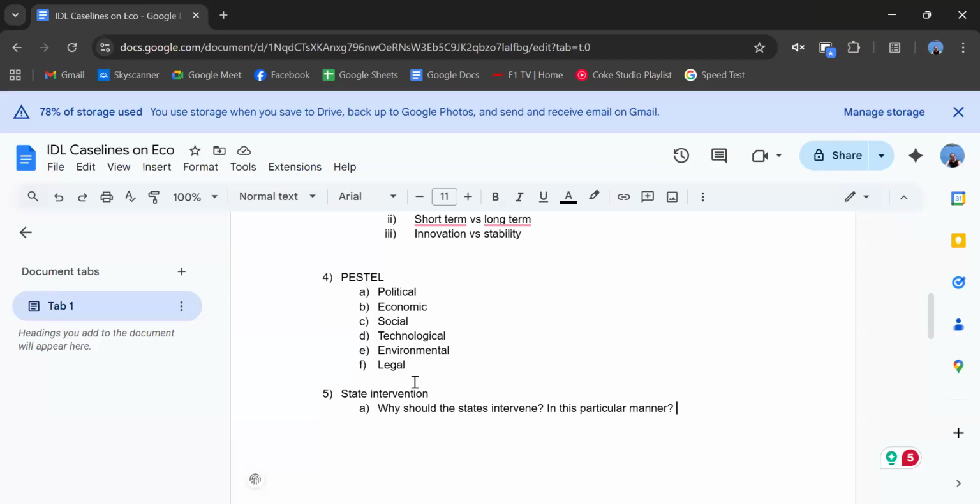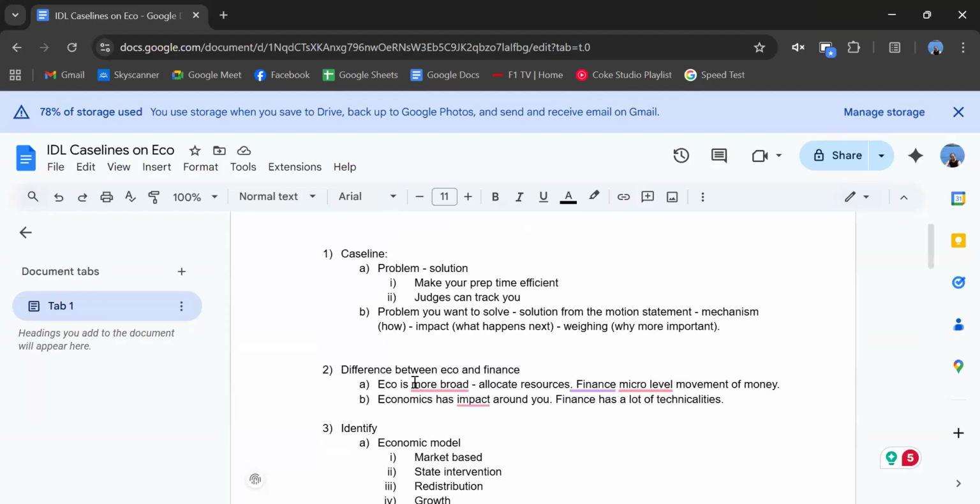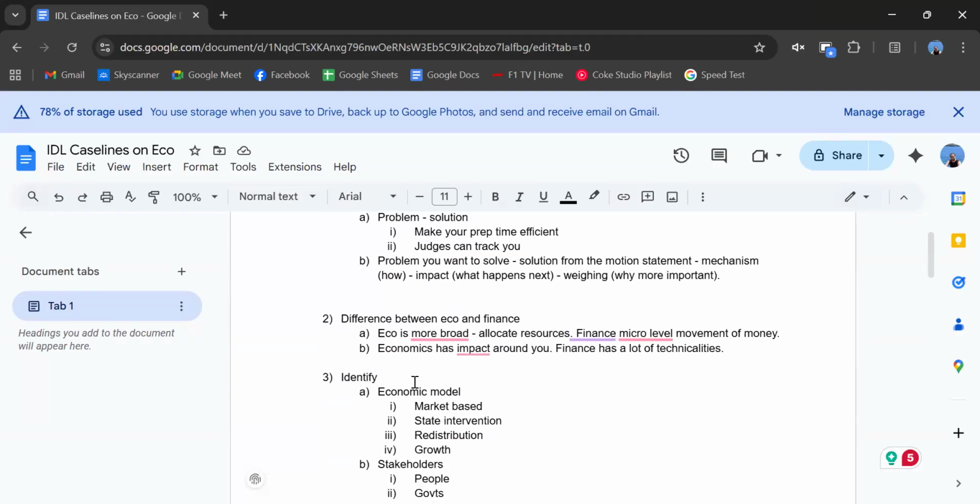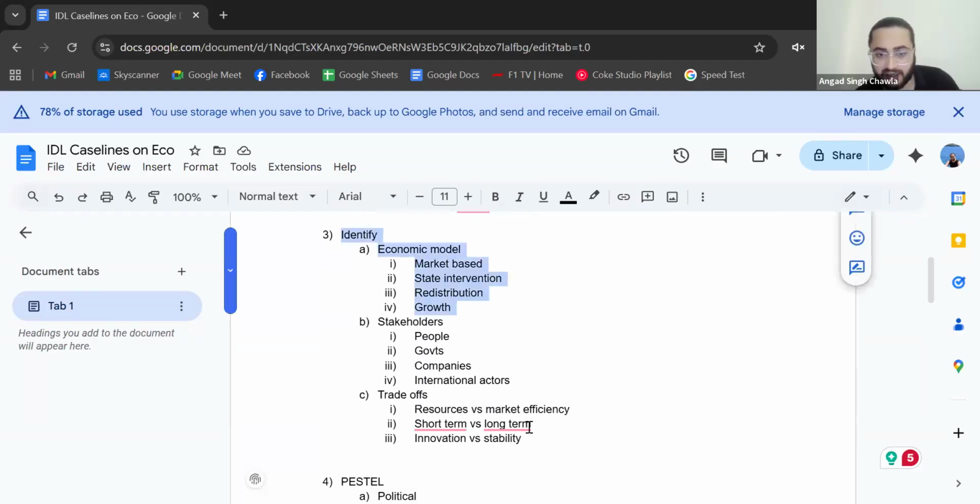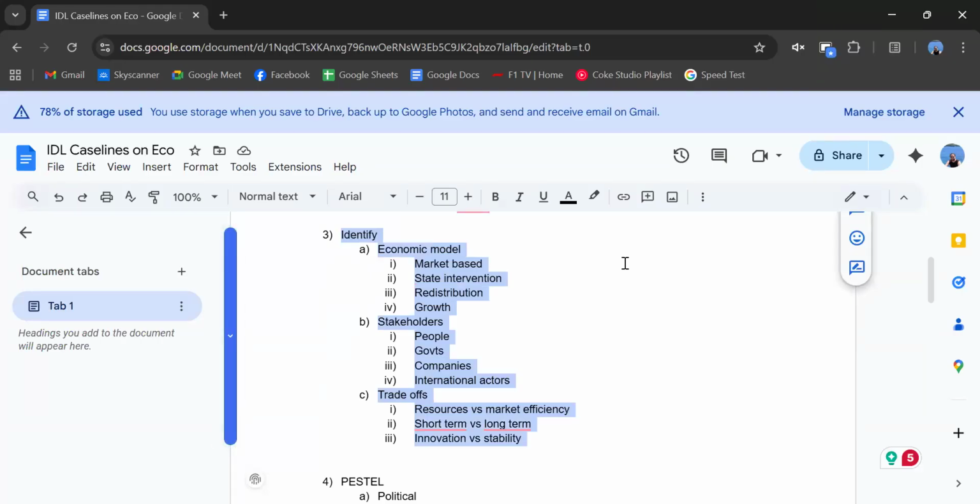Yes, sir. Can you just repeat the format of a case? The first was economic model, and second like that. Yeah, it's right here. The first is economic model. The second is identifying stakeholders. The third is identifying the trade-offs that will be made in the debate. Yeah, yeah. Jehansh, you have a question?